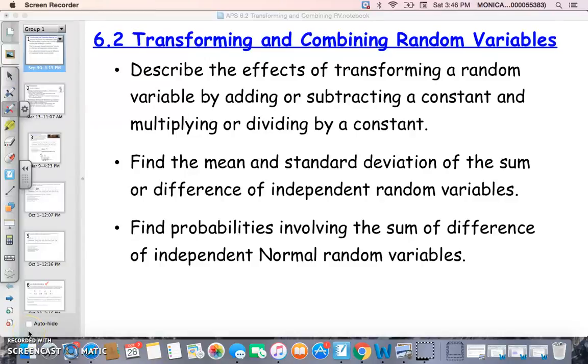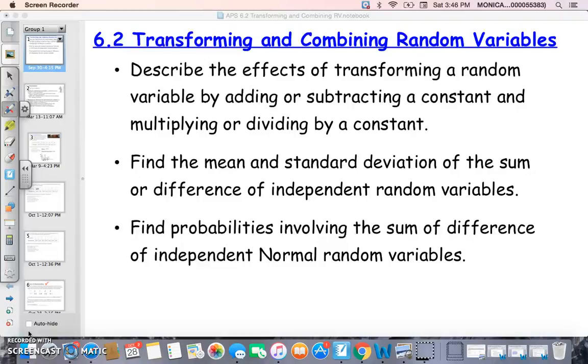All right, so in the last unit, we learned how to calculate probabilities of random variables. And in this unit, we're going to go back again to chapter 2 and talk about transforming, which means moving them around, multiplying or dividing, adding or subtracting by a constant, and combining random variables.